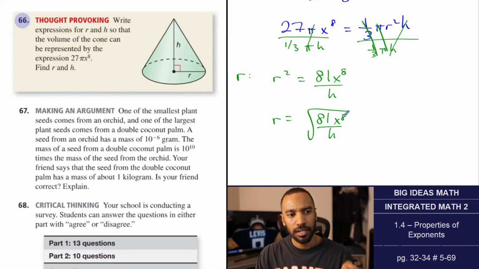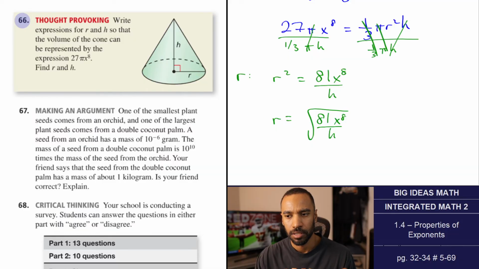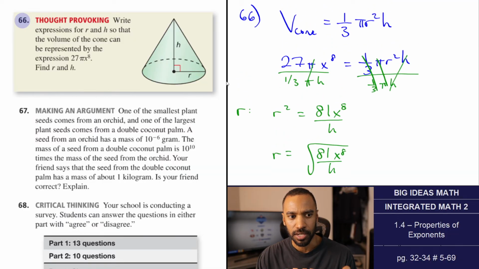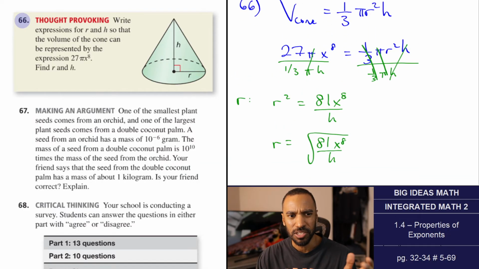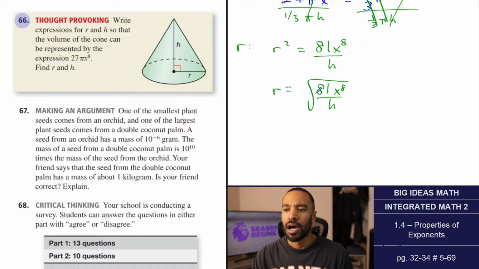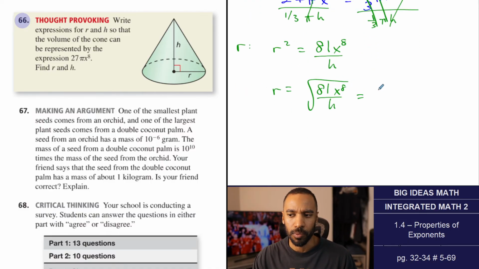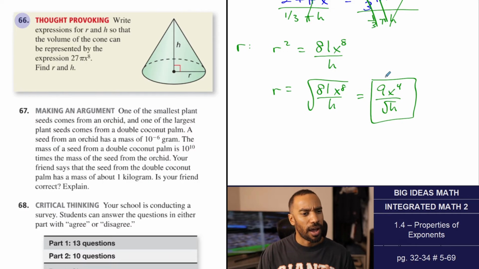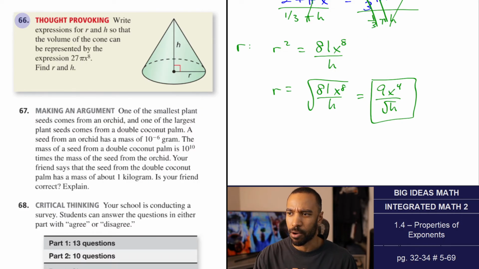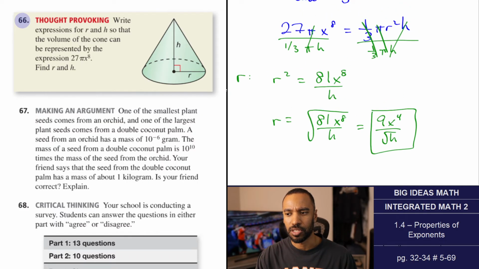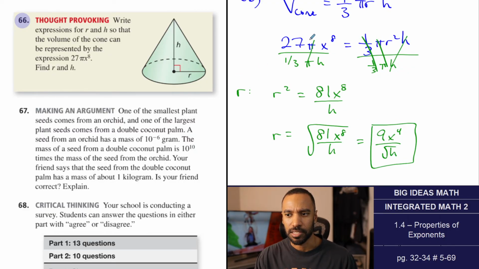Now, we are not currently in expressions for r and h, so the volume of the cone can be represented by the expression. I'm trying to think if there's something else I need to say with this. I don't think I'm missing anything on that. We're not doing radicals yet, but when we simplify this, that would be 9x to the 4th over the square root of h. I hope I'm answering that one based on how it's asking me to, although we haven't done things with radicals yet, but that's how I'm seeing it.